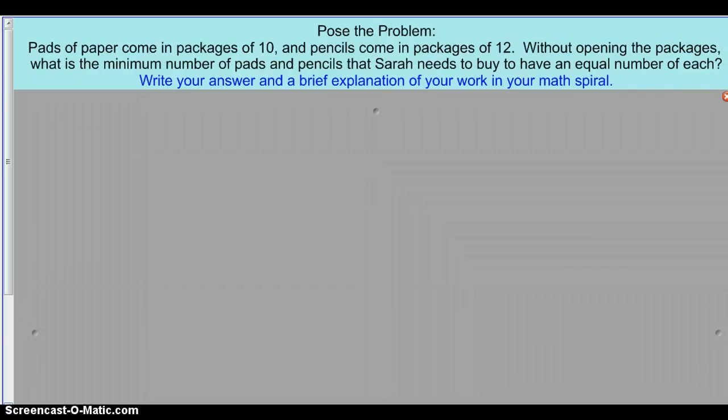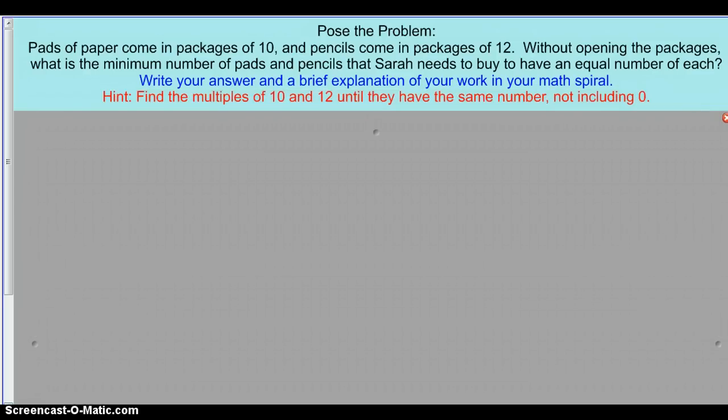Pose the problem. Pads of paper come in packages of 10, and pencils come in packages of 12. Without opening the packages, what is the minimum number of pads and pencils that Sarah needs to buy to have an equal number of each? Write your answer and a brief explanation of your work in your math spiral. Pause the video now to do so.